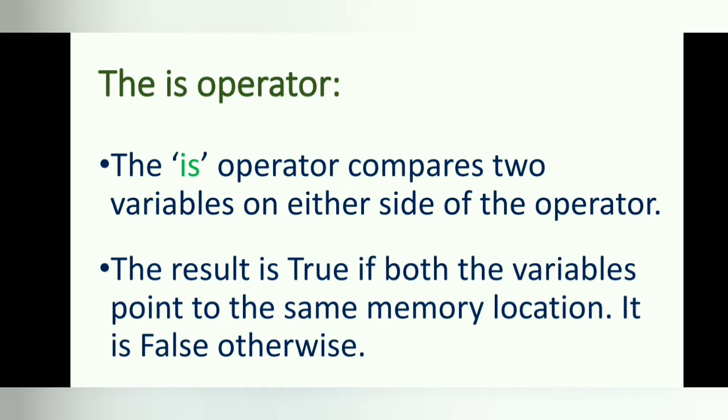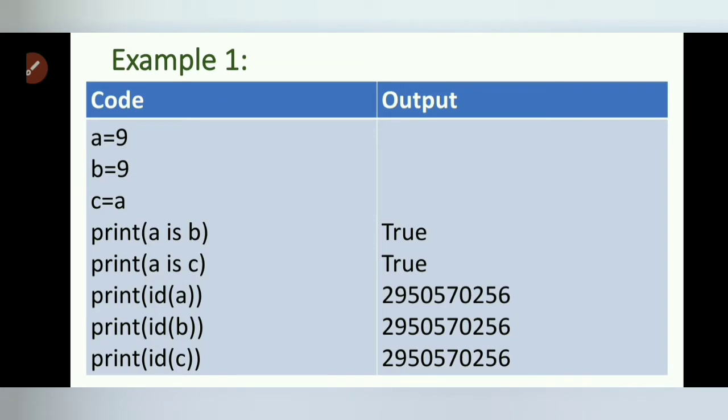The is operator. The is operator compares two variables on either side of the operator. The result is true if both the variables point to the same memory location. It is false otherwise. Example: open the Python IDE or any text editor, type this Python code and run it. We can also run this code on the Python terminal.